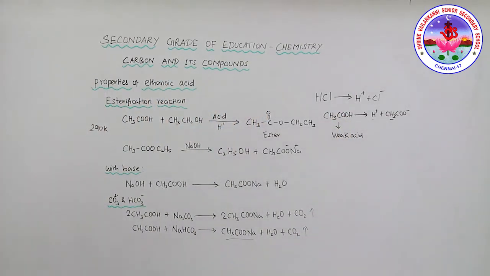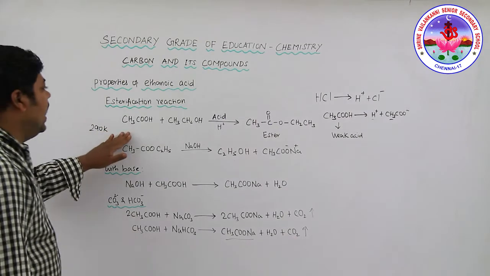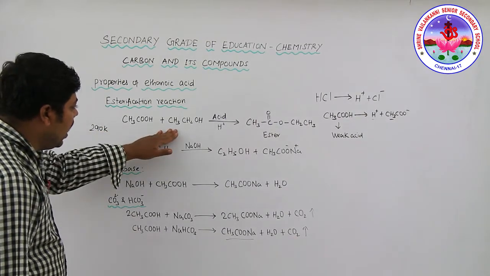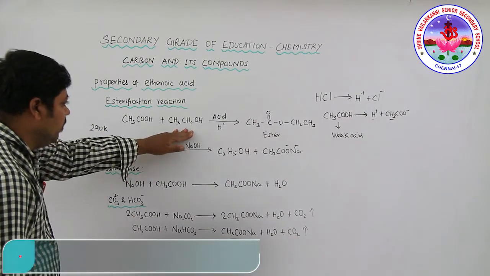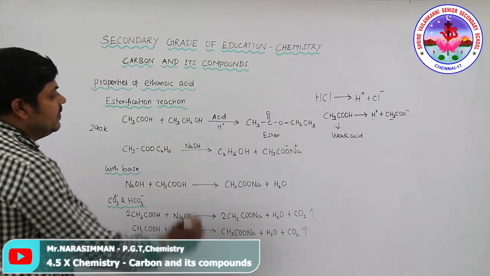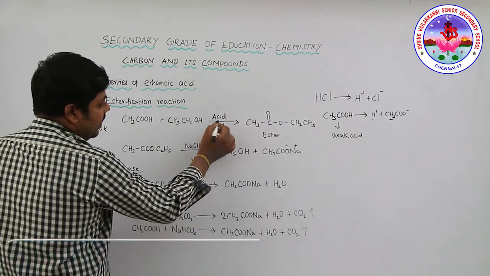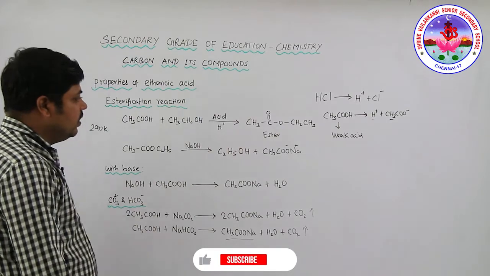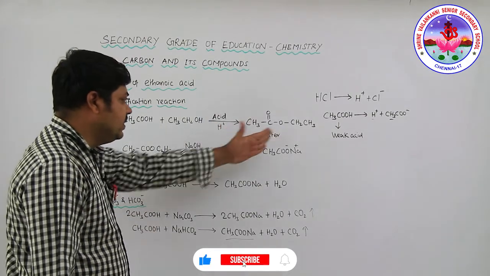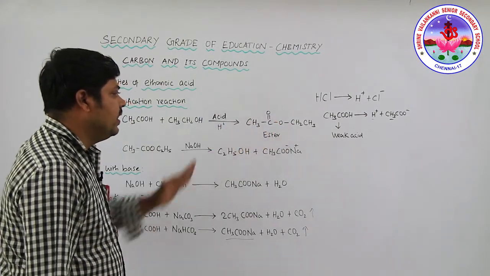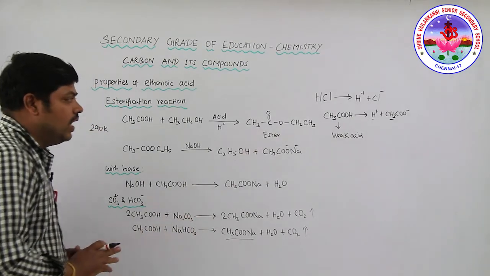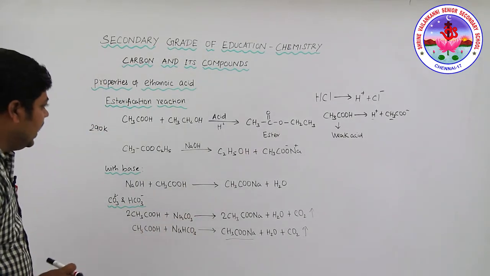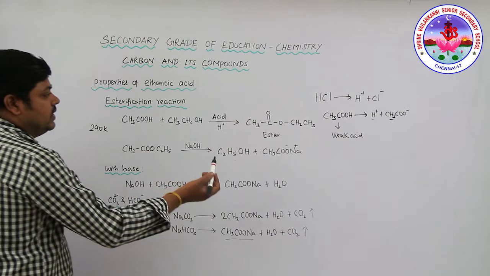Okay. Then next is the esterification reaction. Esterification reaction means the acetic acid reacts with alcohol, that is absolute alcohol, pure alcohol, in the presence of the acid catalyst. Acid you can write like this, H plus also. It gives an ester. This is ethyl ethanoate. The esters are usually sweet smelling. Here you can use it in the perfume industries also.